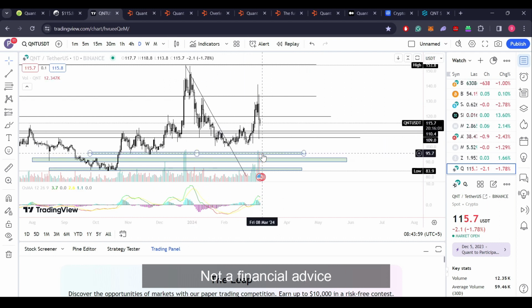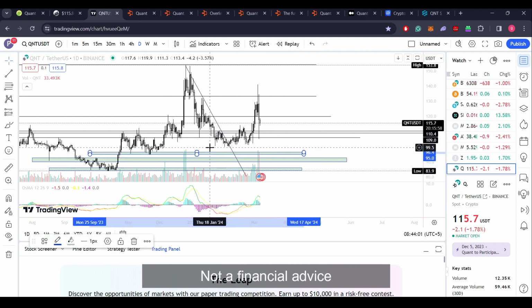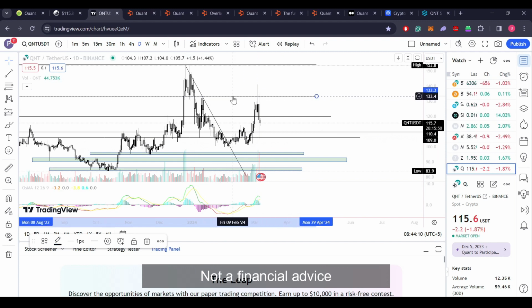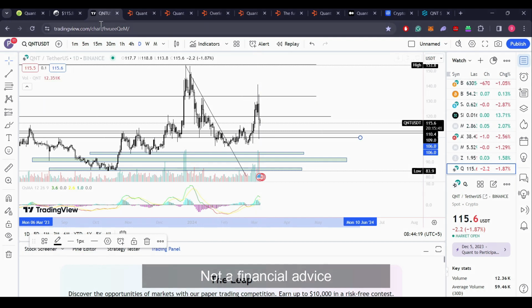Unfortunately, we did not get the entry which I wanted to get around 96 to 95, but it did go up from my previous video, as you can see here. It did use this point as a resistance and came down, and it is actually down to the points which I drew, so it could be possible to enter if it does go down.